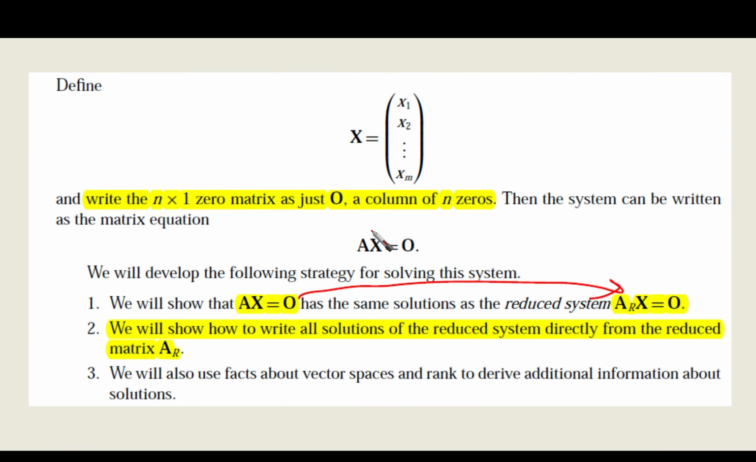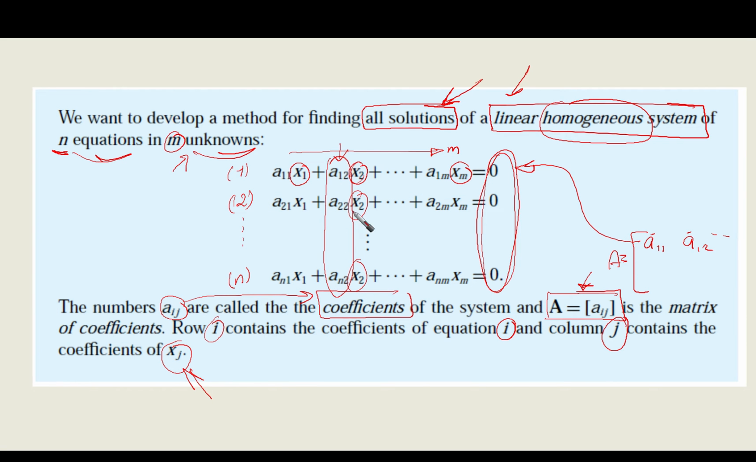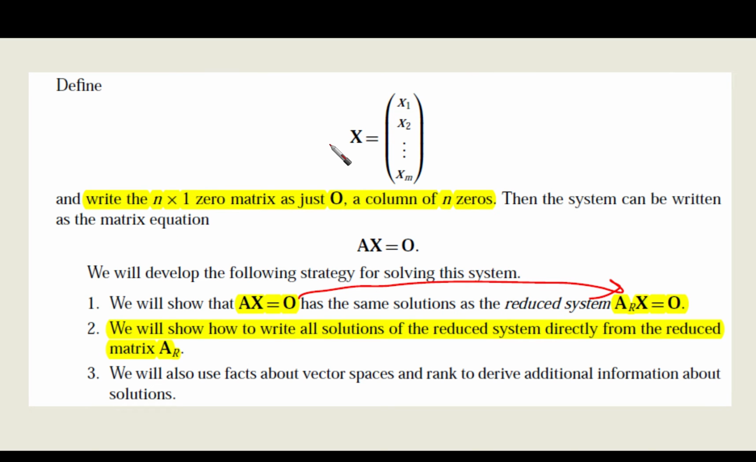Now let's define for each column. If we go back here, the column has all the coefficients, but actually we also have the unknowns x1, x2, x3 and so on, from x1 to xm. So we are going to put them in a matrix or vector form. We denote it as capital X, the vector of the unknowns x1, x2 until xm, where m is the number of unknowns. And we are going to write the zero matrix, which is on the right hand side of the equation, something like this.